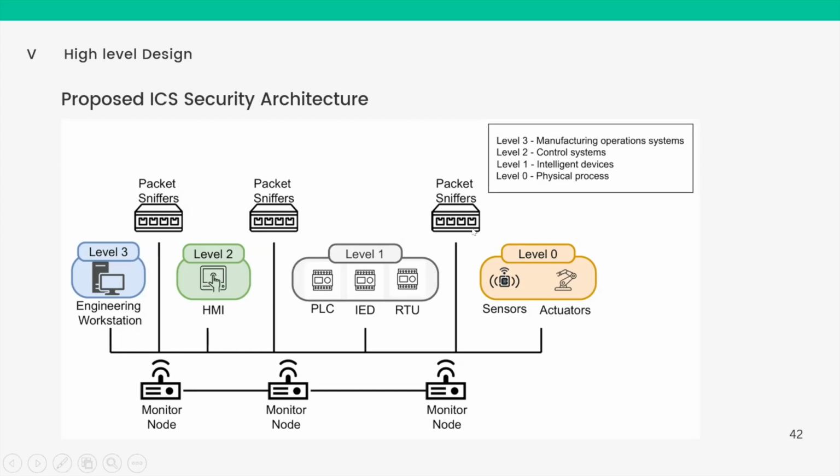There are four levels actually. The first level is industrial workstations, and then we have the human to machine interface and PLCs, IEDs, and RTUs, and then finally, where the actual work happens, the sensors and actuators. So we can place them strategically in places where we think they are needed.